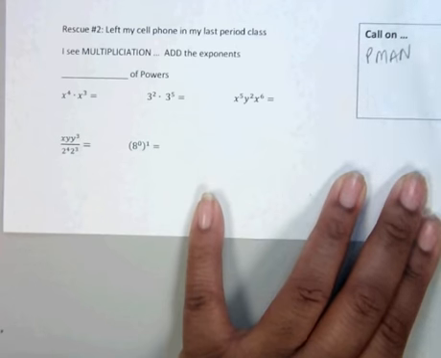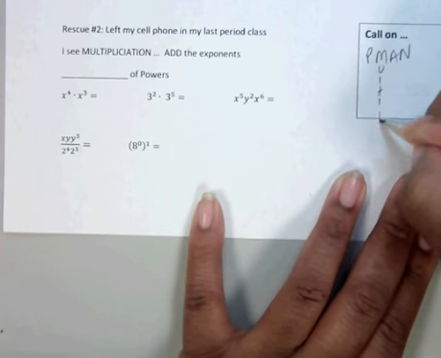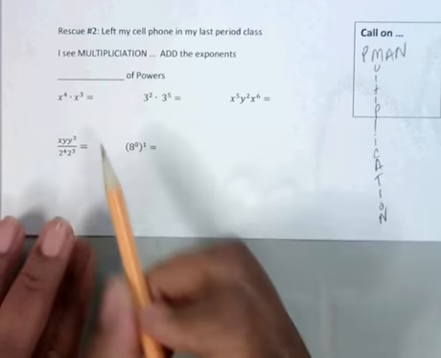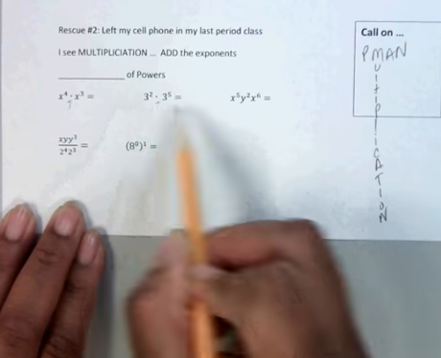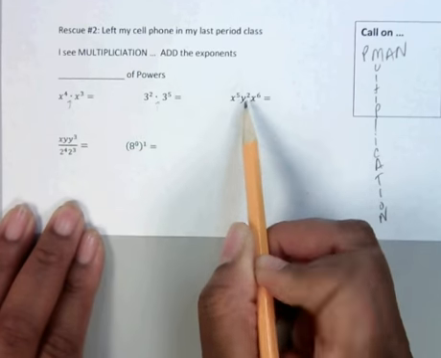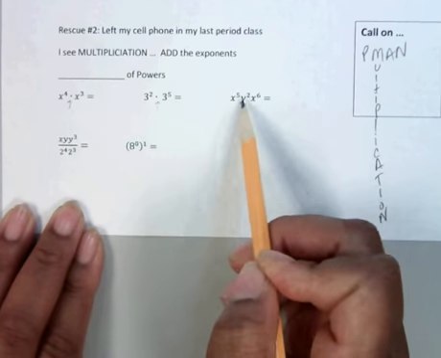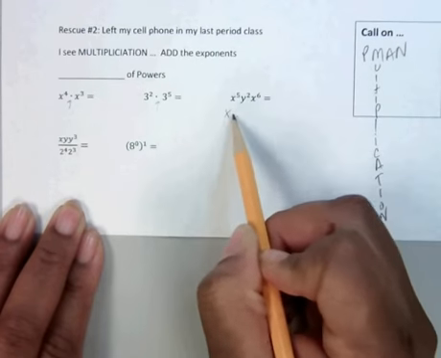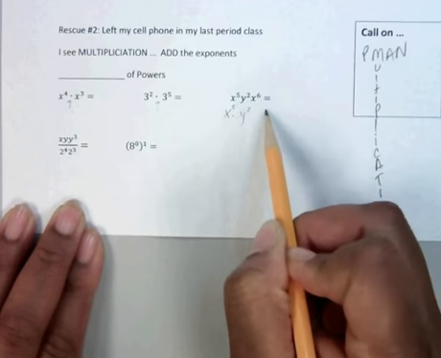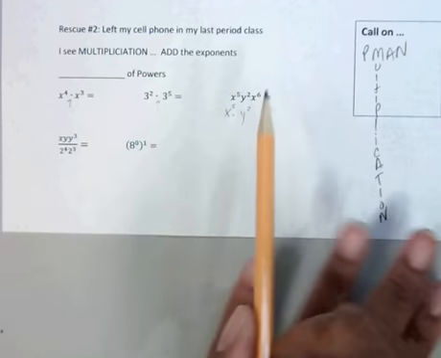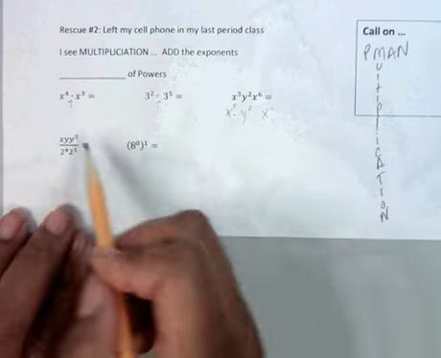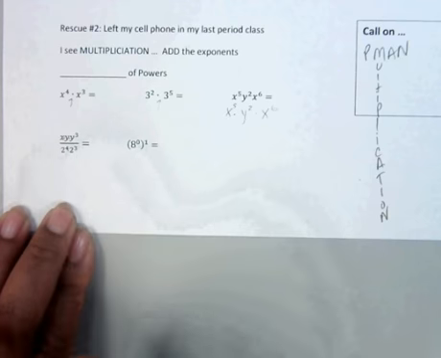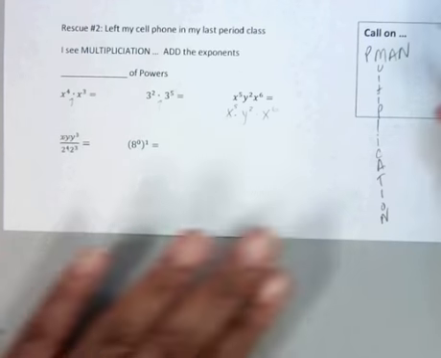And P-Man says, I see multiplication. I see multiplication. And even though we don't see multiplication here, P-Man sees it. Because there's nothing between them, that means they're being multiplied. So it is there. He says, I see multiplication. He even sees it here. It's in between. So I see multiplication.